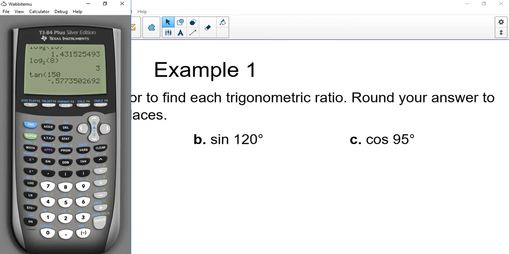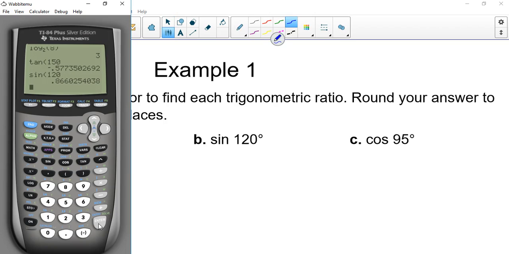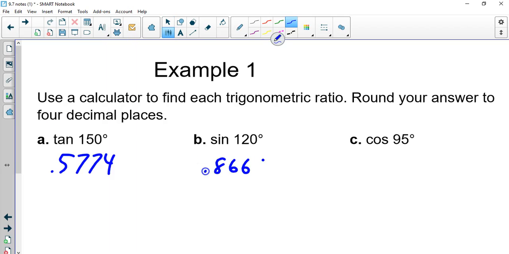Sine of 120. Sine 120 is 0.866, and we want to put that 0. It doesn't round up to 1 because of the 2. So just 0.8660, and go ahead and put that 0 because it says 4 places.